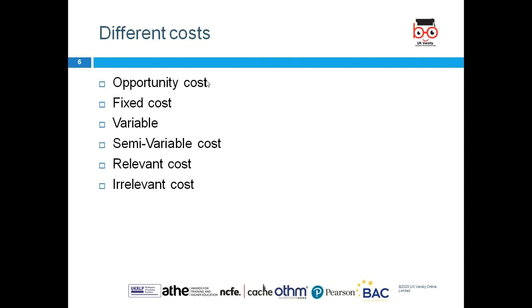Do we know what is meant by semi-variable cost? No idea. Semi-variable cost means fixed and variable cost together. Like if we have a line phone in our house, the line rental can be fixed and the call charges can be variable.